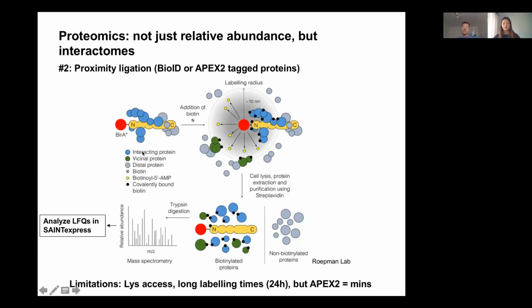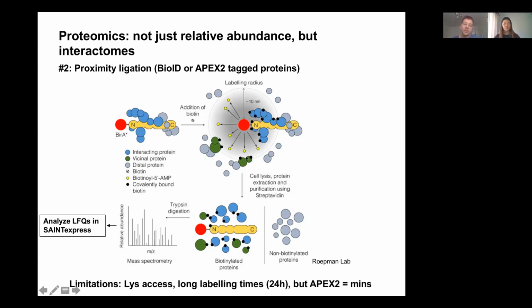In this case, instead of tagging your protein with a strep tag and doing a pull down, you tag your protein with a BirA fusion protein, which is a biotin ligase. After transfection, you can add biotin. In the presence of biotin, the BirA on your protein, which is hopefully correctly localized, will go and label nearby proteins. It will add a biotin to the lysines of nearby proteins within 10 nanometers.